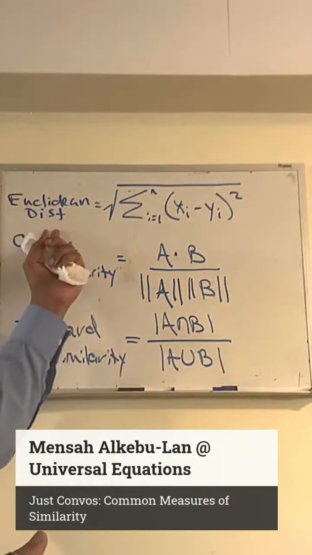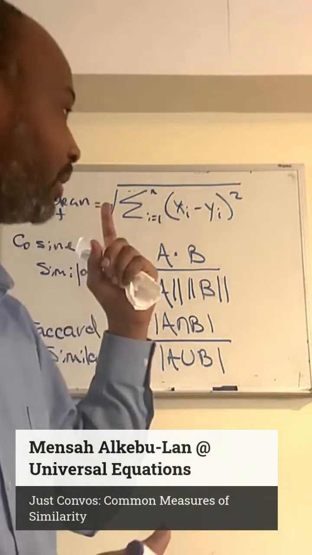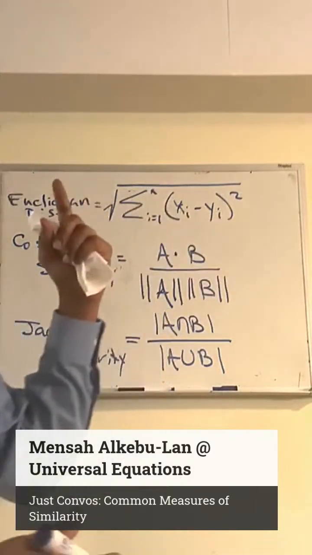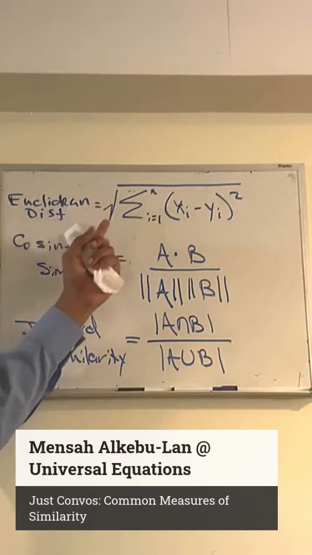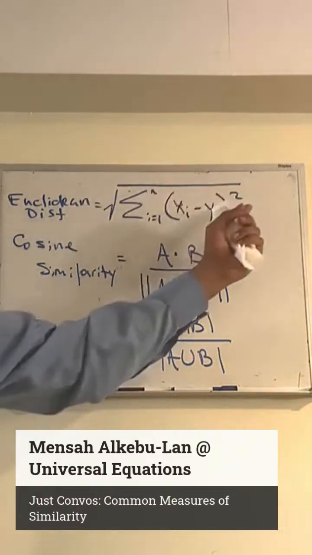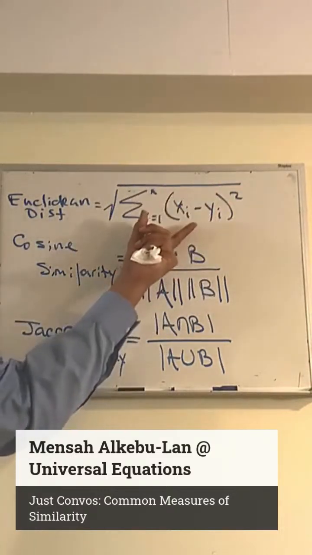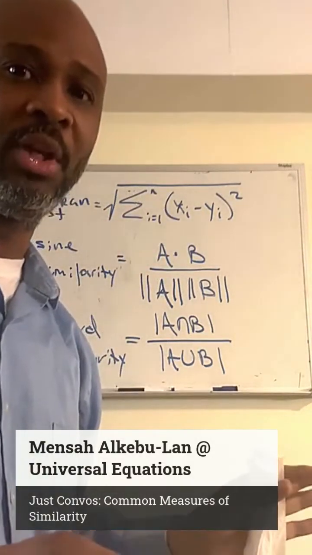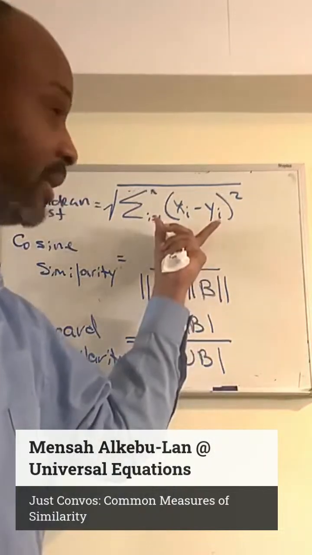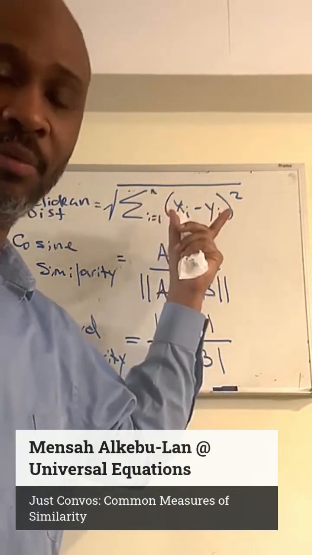First, we have the Euclidean distance. This one, don't get spooked out by it. This is a summation symbol. This is your square root. You know what that is. We're squaring here. But essentially what you have, for those folks who are familiar with the Pythagorean theorem, this is simply a generalized form of that.